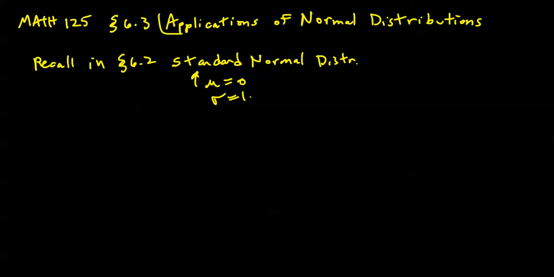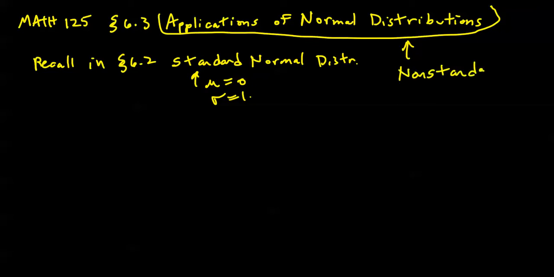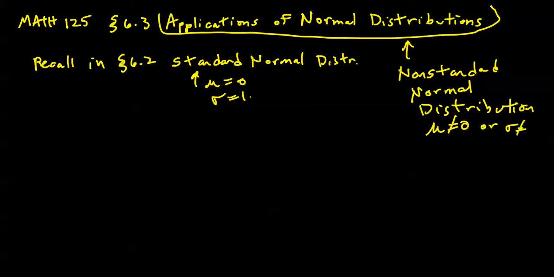Alright, in this section today, applications of normal distributions, I would have probably called this section something else. I would have called it non-standard normal distributions. What do you do in situations where your random variable has a distribution that is not standard? A normal distribution that has a mean either not equal to 0 or a standard deviation not equal to 1. What do we do in cases that are non-standard?